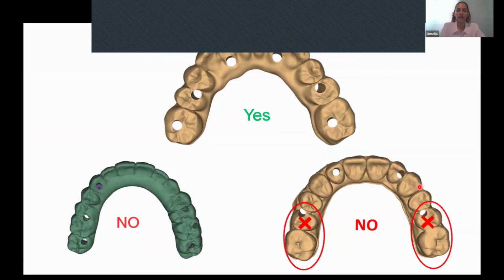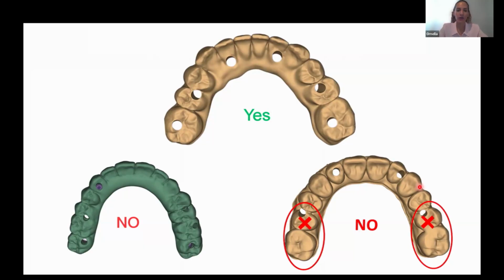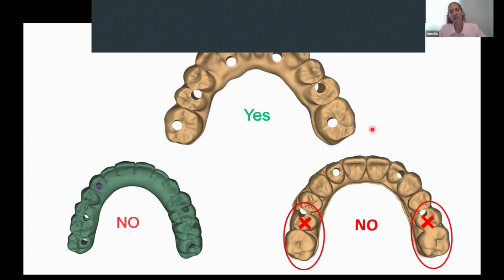Now, these are 3 different designs. Again, what I'm showing here are all real clinical cases that our customers send to the technical support department to review and validate the design. So here we can talk about different things.